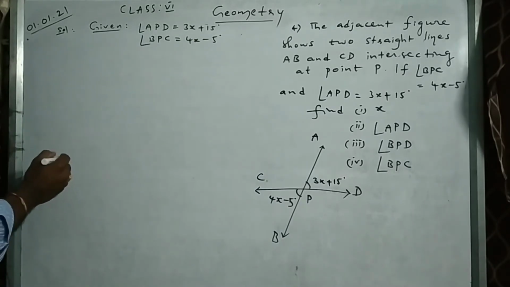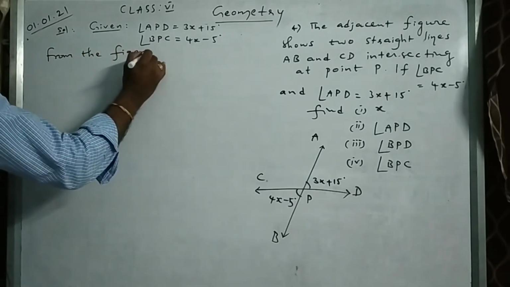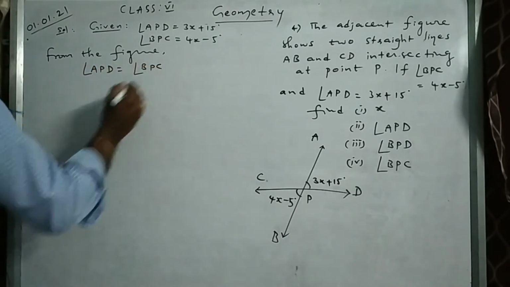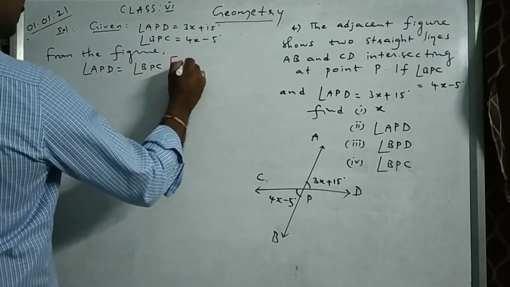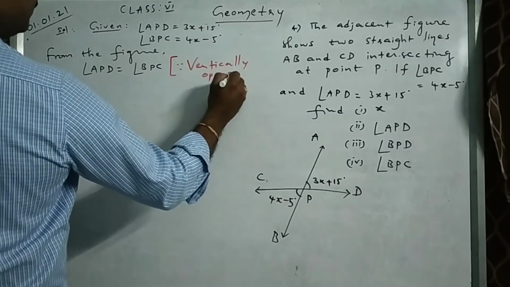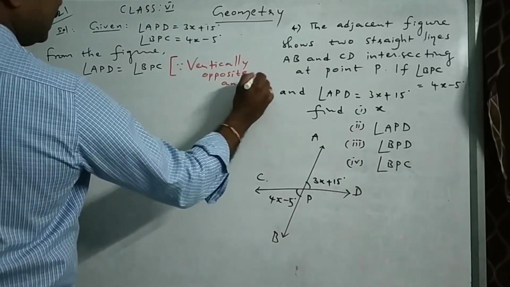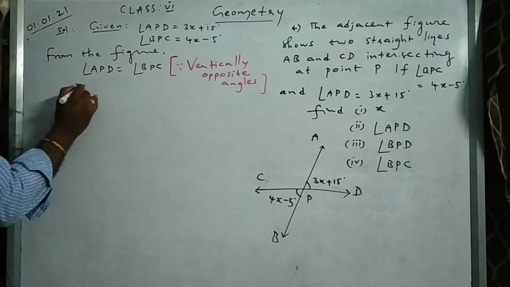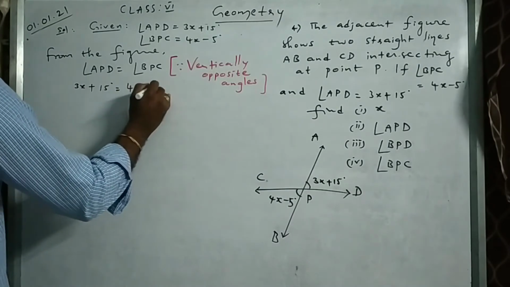Since they are vertically opposite angles, from the figure I can say angle APD is equal to angle BPC. In the previous class, I explained this. Vertically opposite angles are always equal in the case of intersecting lines. So since they are equal, I can take 3x plus 15 equal to 4x minus 5.